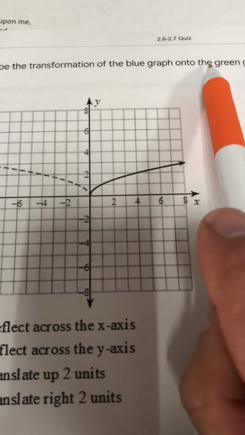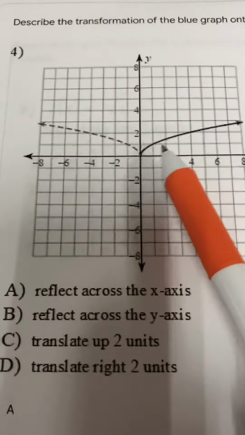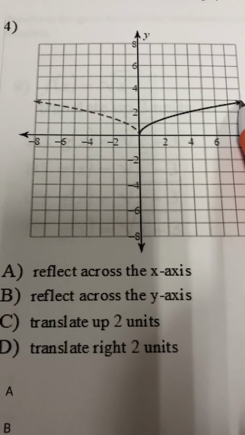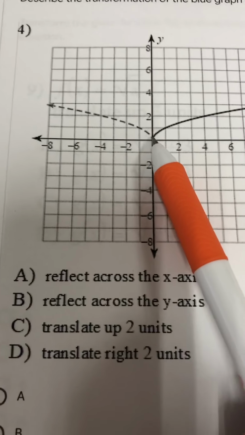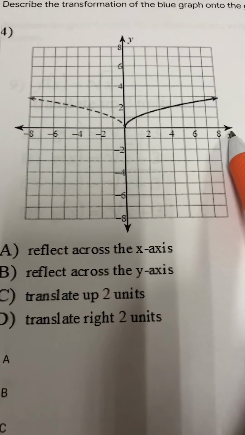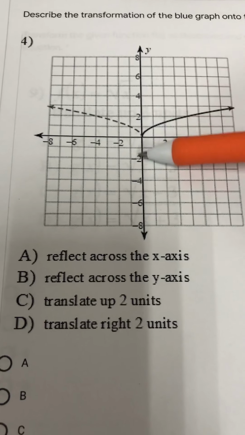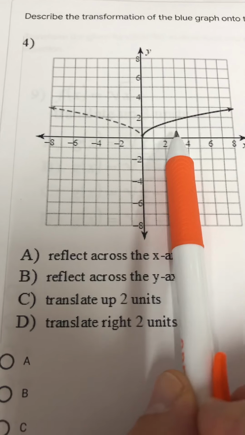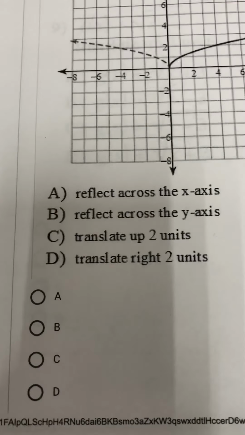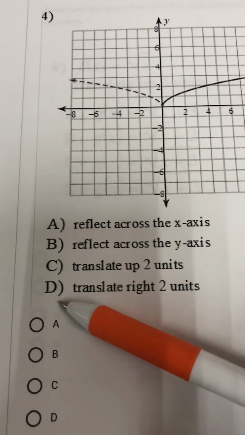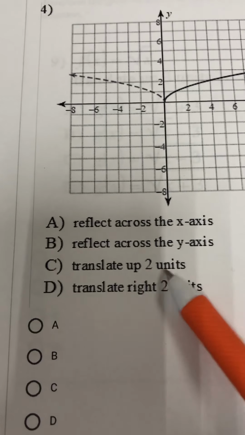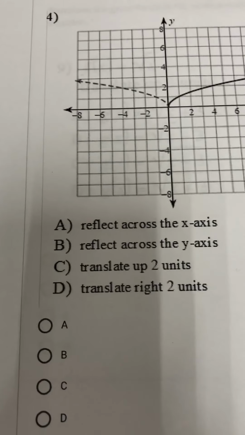Describe the transformation of the blue graph onto the green graph. Well, the solid to the dotted. So from here to here, what is the change? Okay, what kind of reflection is this? This is the x-axis. This is the y-axis. Notice that it has been flipped over which axis? So that's going to help, hopefully, for your answers A, B, C, and D. It's either reflect across the x-axis, reflect across the y-axis, translating up 2 units, or translating right 2 units.